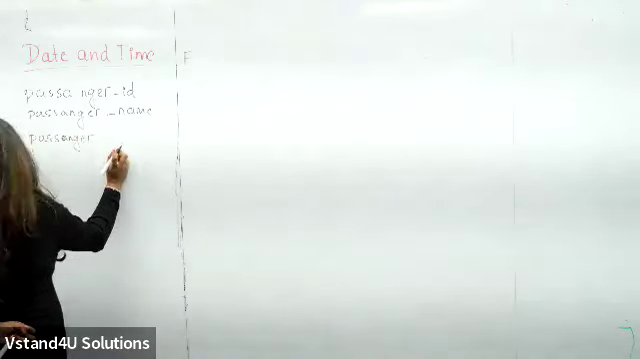Then what else can you have? Email. Then you can have ticket number. Then booking date and time. And at last you can have something called booking status.